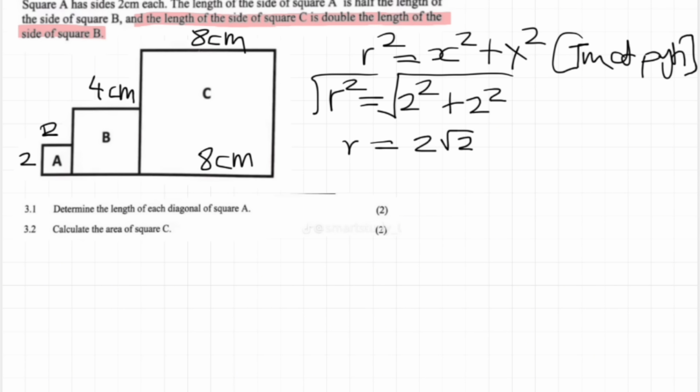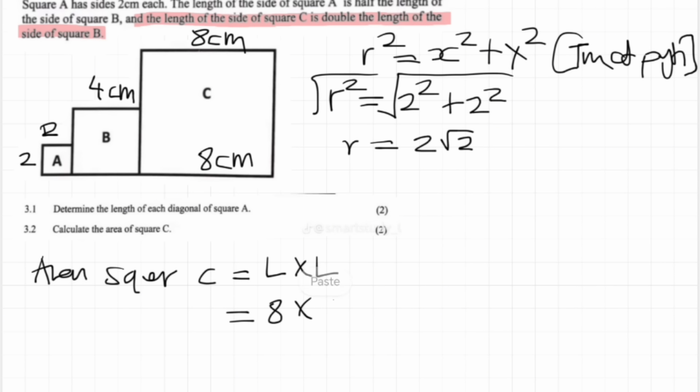For 3.2, they say calculate the area of square C. Guys, I have a playlist on measurement for grade 10 where I told you how to find the area of a square. If you don't know, the area of a square, or for this one square C, is equal to the length multiplied by the length. The length of this one is 8, so 8 multiplied by 8, if you punch this in, we get 64 centimeters squared, just like that, because we are looking for the area. So let's move on to the next questions.